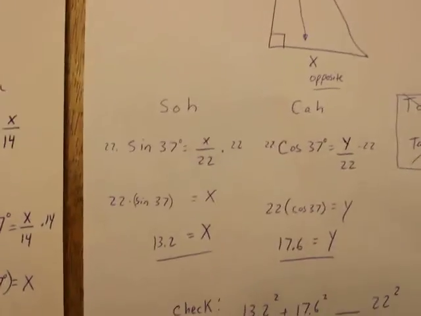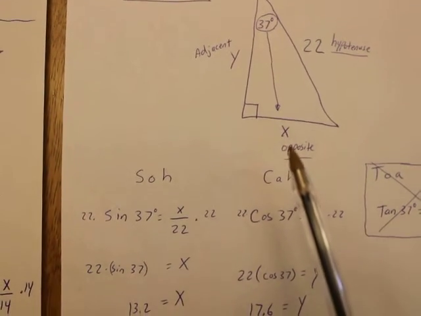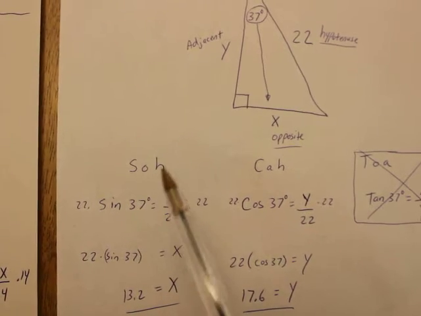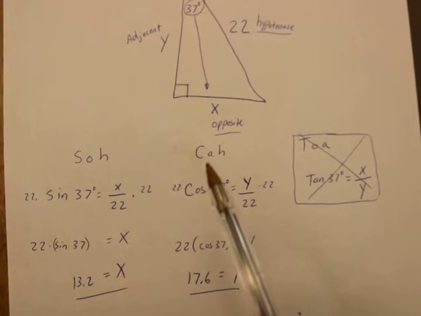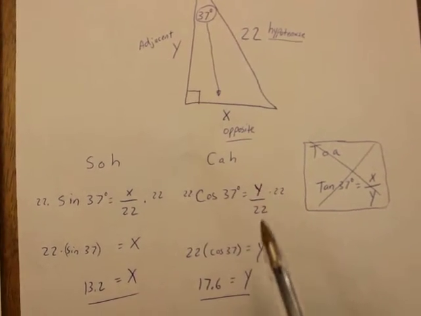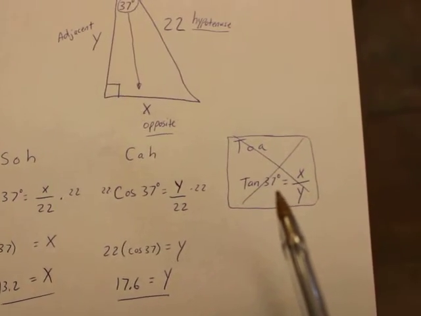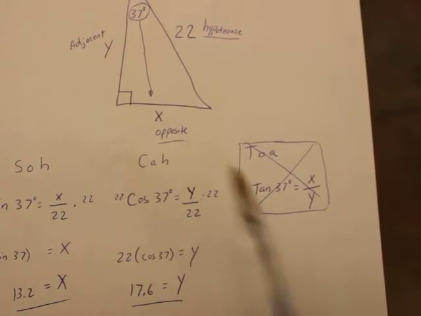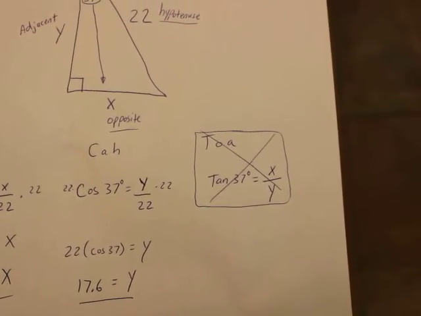And here they are. The sine of the 37-degree angle is equal to the opposite, which is x, over the hypotenuse, which is 22. Sine is opposite over hypotenuse. So the cosine is equal to the side adjacent to the 37-degree angle, which is y, over the hypotenuse, which is 22. The tangent of the 37-degree angle is equal to the opposite, which is x, over the adjacent, which is y, and you'll notice that I crossed that one out because this one is not going to help me.